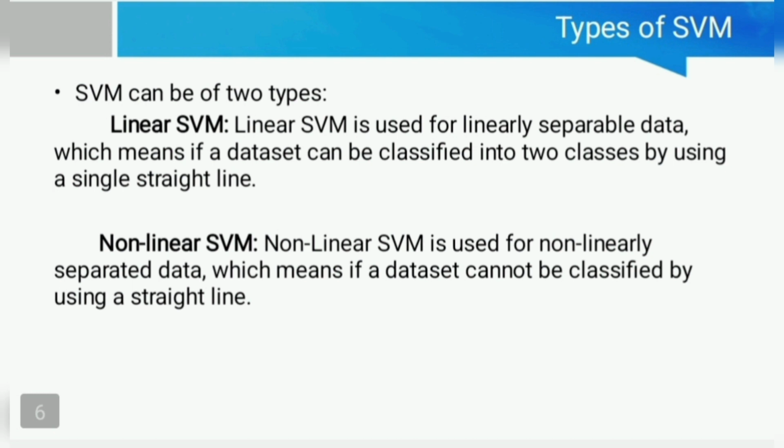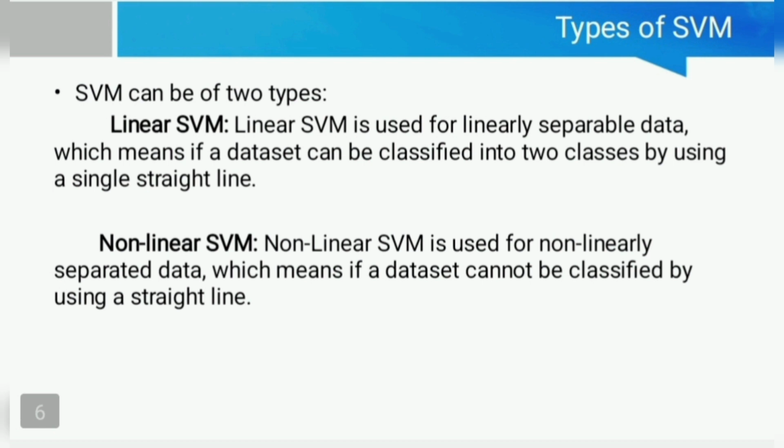Linear SVM. Linear SVM is used for linearly separable data, which means if a dataset can be classified into two classes by using a single straight line, then such data is termed linearly separable data, and the classifier used is called an SVM classifier.